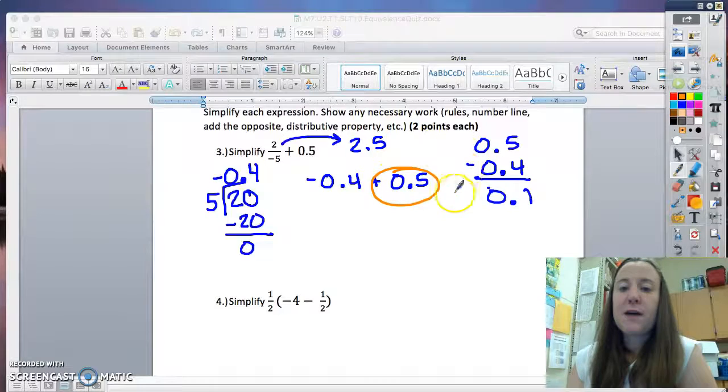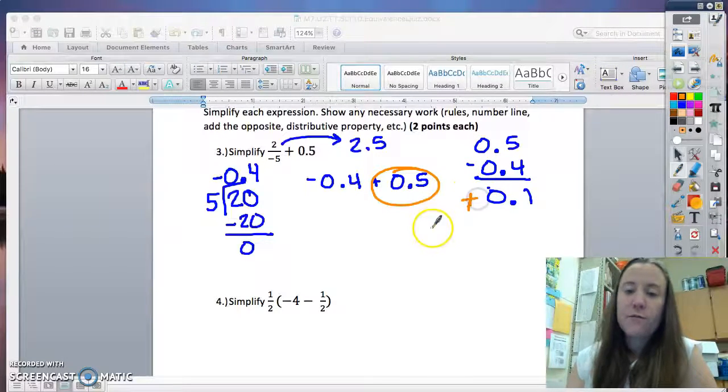And that 5/10 is a positive number. It means my answer is positive. So my answer should be a positive 1/10.